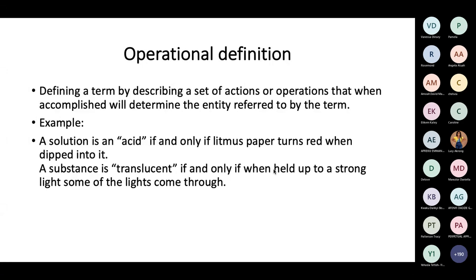a solution is an acid if and only if litmus paper turns red when dipped into it. So that's an example of an operational definition. A solution is an acid if and only if litmus paper turns red when dipped into it. So that is the definition of an acid. And then a substance is translucent if and only if, when held up to a strong light, some of the light comes through. So the first one is the definition of an acid. The second one is a definition of a translucent substance.